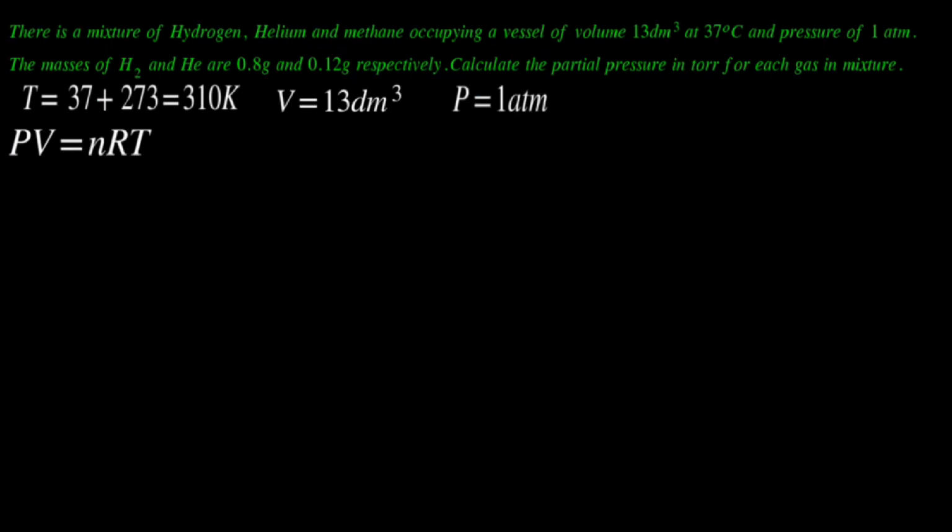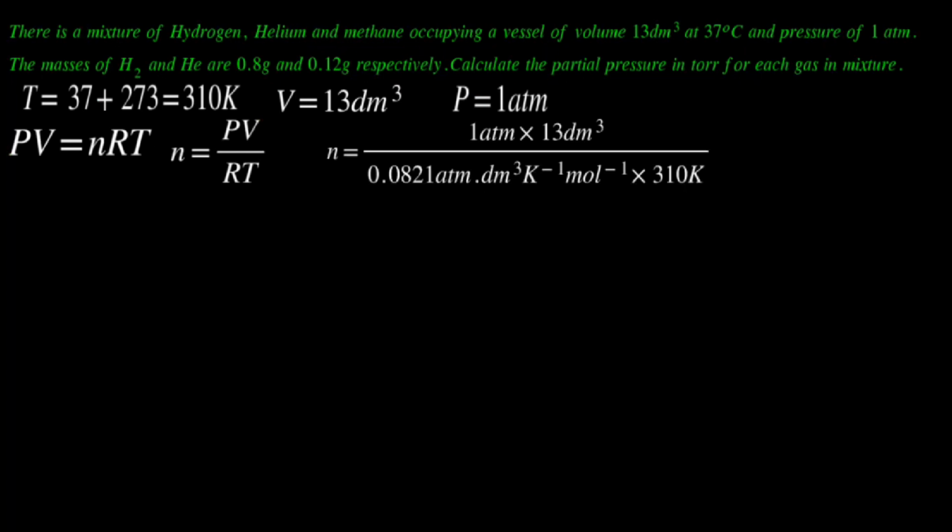Now let's find the number of moles of the mixture. According to the general gas equation, PV is equal to nRT, and from this equation n is equal to PV by RT. Now putting the data in this equation, n would be equal to 0.51 moles, right? These are the number of moles of the mixture. Now find the number of moles of individual gases, because we have to find the mole fraction first and then we can find the partial pressure of the individual gases.